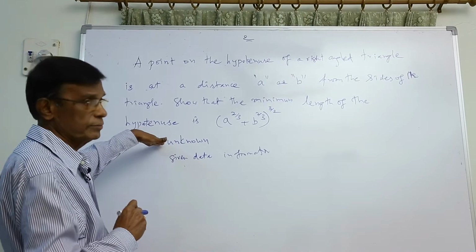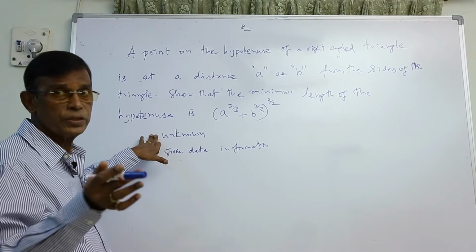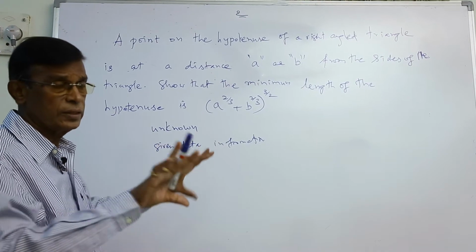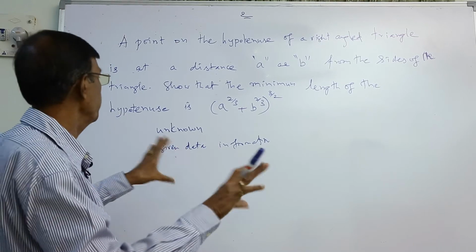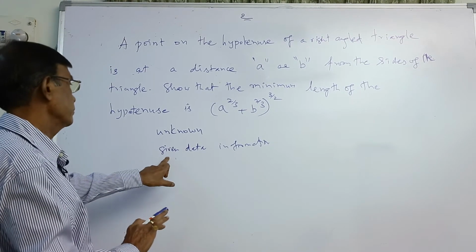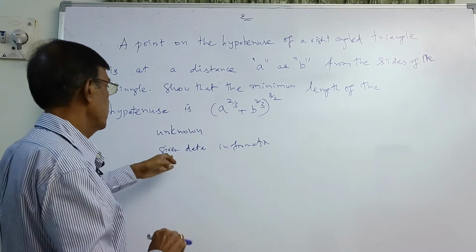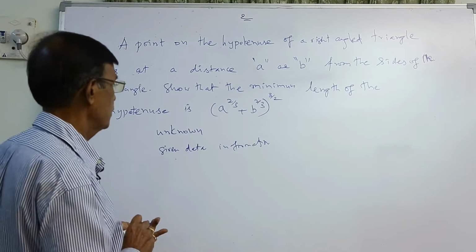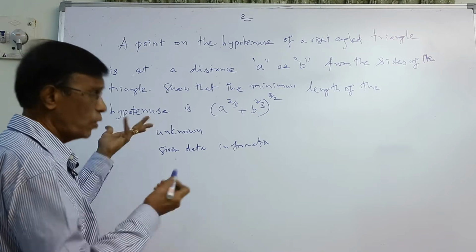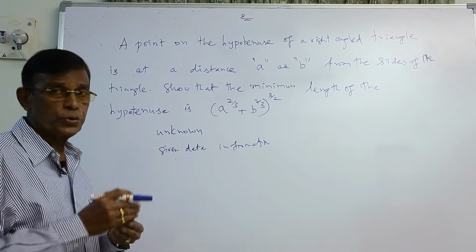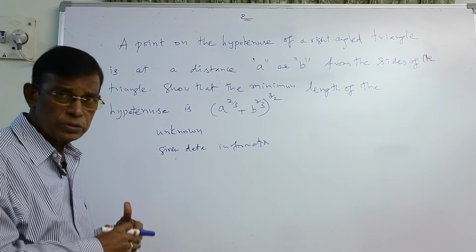So what is to be found out must be very clear cut: the minimum length of the hypotenuse. Then actually they are supposed to prove that it is equal to this much. Then, what is the given data, our information, or what we know? Because to reach the unknown, we must start from the known to the unknown.